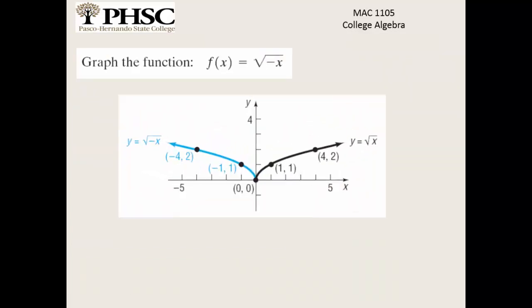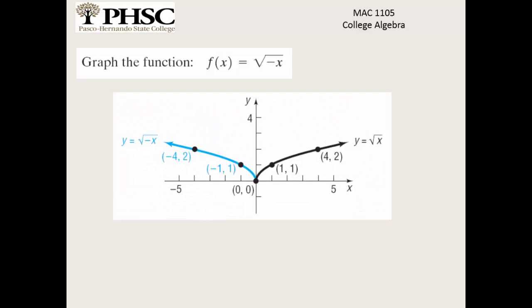The next one is f of x equals the square root of negative x. As you can see, here's the base function, y equals square root of x. If we use f of x equals square root of negative x, it gets reflected about the y-axis. So 1, 1 is on the base function, and then -1, 1 is on the reflection.